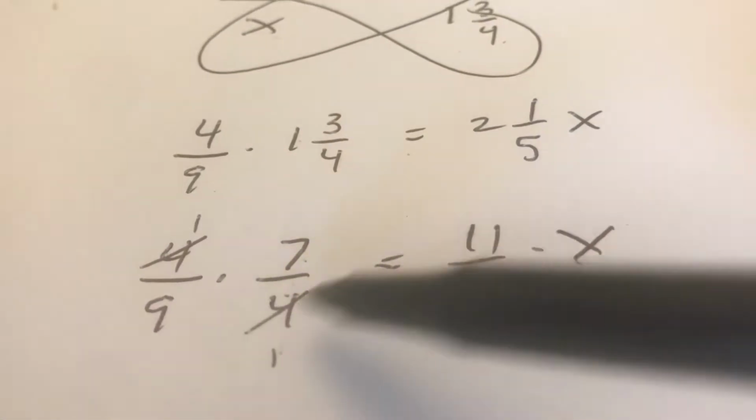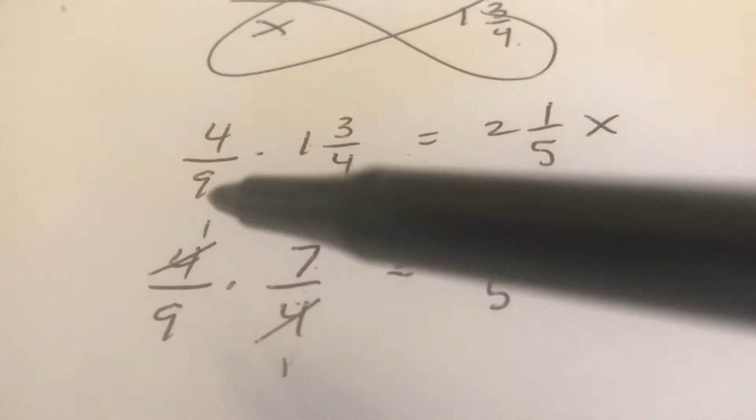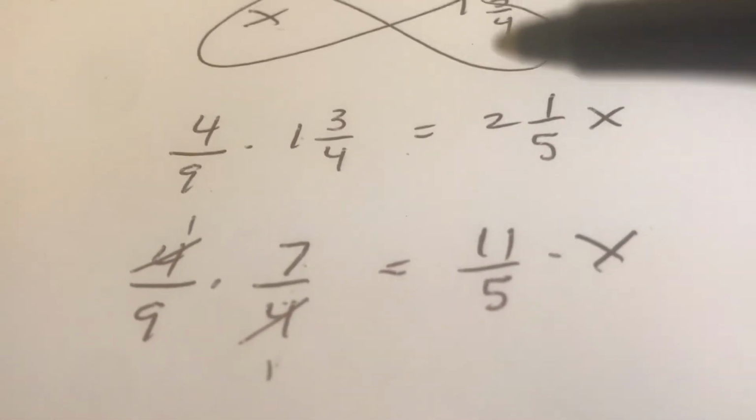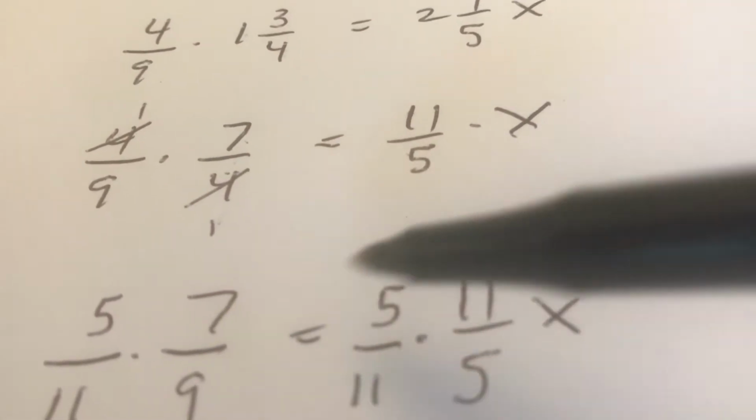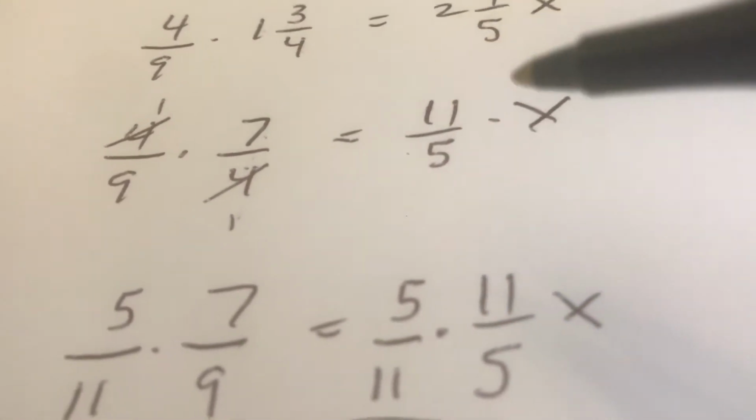Now on the left side I can cancel. 4 goes in once, 4 goes in once, as long as one's on the top and the bottom. So I have 7/9 equals 11/5 x.